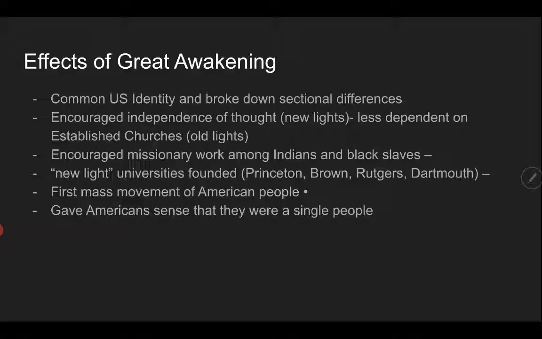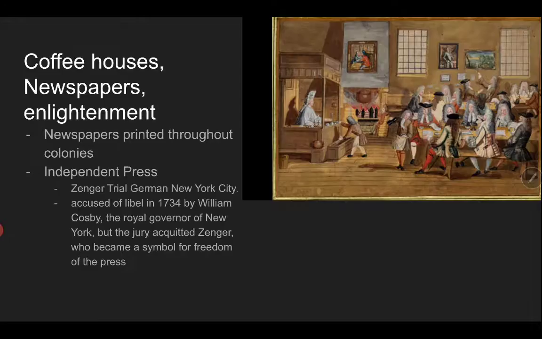So these New Lights are going to encourage independence of thought, less dependence on established churches. They're going to encourage missionary work and equality. These New Light universities are going to come up. These are Princeton, Brown, Rutgers, and Dartmouth. It's the first mass movement of the American people. You can think of this as like popular culture. People are identifying, they have like a common reference point up and down America, a sense of identity, and a sense of this individualism as far as religion.